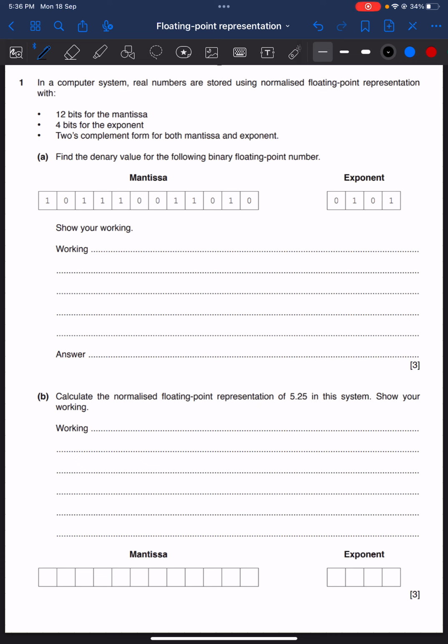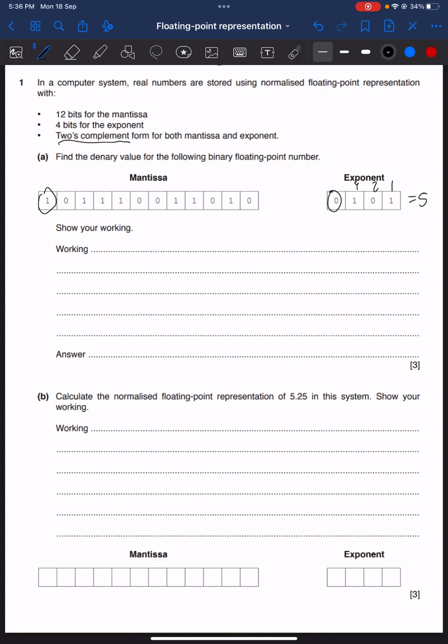We're gonna do a floating point representation question. In this question, we know that both mantissa and exponent are represented by 2's complement, and straight away we know that the mantissa is negative and the exponent is positive. So we first calculate what the exponent is, which equals 5, since it's 1, 2, 4. 4 plus 1 is 5.